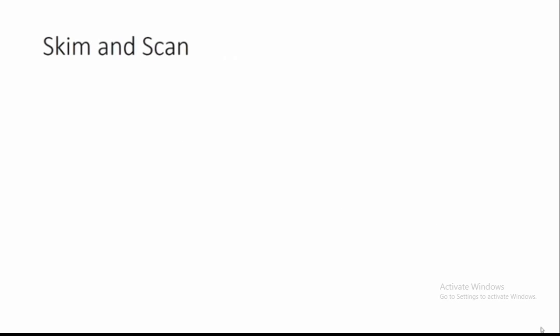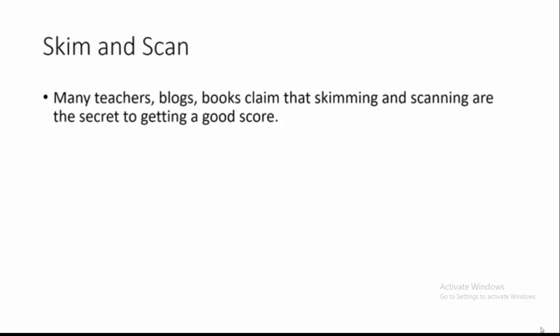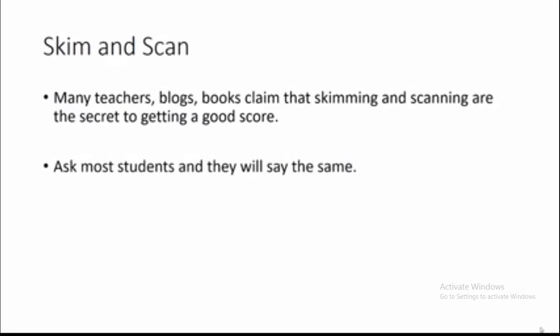Other thing that people say is skimming and scanning. So all you have to do is just skim and scan and you'll magically get a band 9. So many teachers, blogs, books claim that skimming and scanning are the secret to getting a good score. Ask most students and they'll say the same thing. So I always like to hear from my students, especially students that are struggling. What should you do? What do you think is working? What do you think will really work in the reading test?